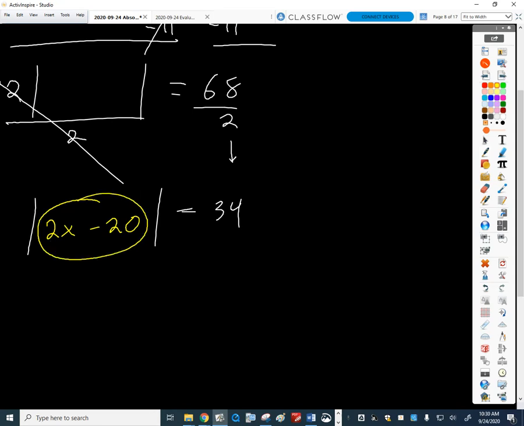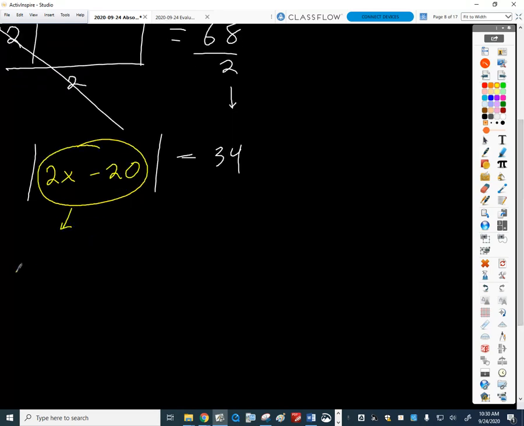That's my next question. Elijah. I isolated the absolute value, so what's inside is equal to, give me one thing it could equal. What's one thing that 2x minus 20 could equal? Negative what? How'd you get 79?